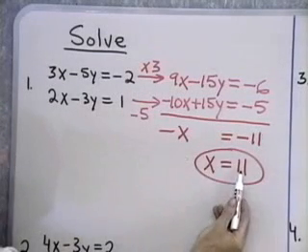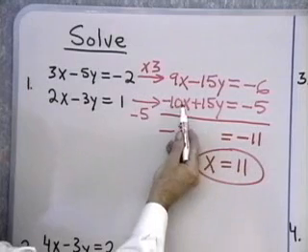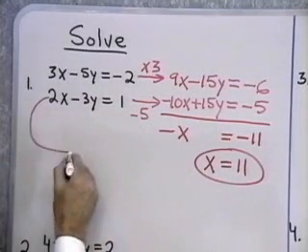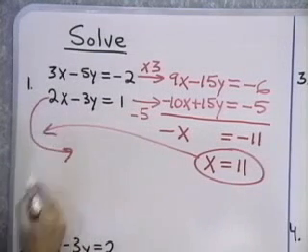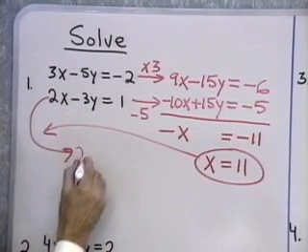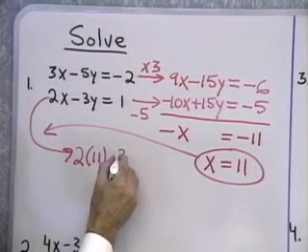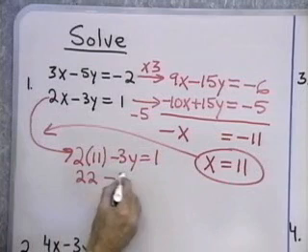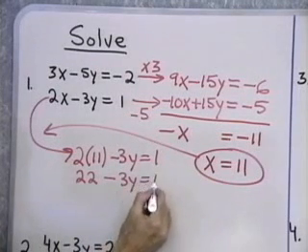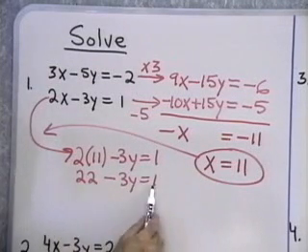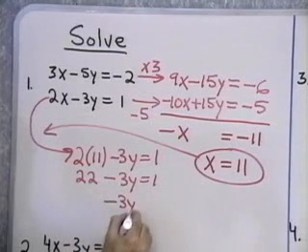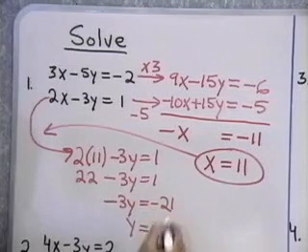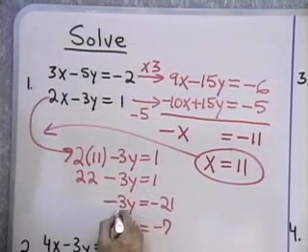To find the y-coordinate, I'll take this 11 and substitute it back in for x in any one of these original equations. Let's try this equation. So I'll substitute x equal 11 back into this equation. I'll have 2 times 11 minus 3y is equal to 1. That's 22 minus 3y is equal to 1. I'll add negative 22 to both sides and have negative 3y is equal to negative 21. So y will be equal to negative 7.